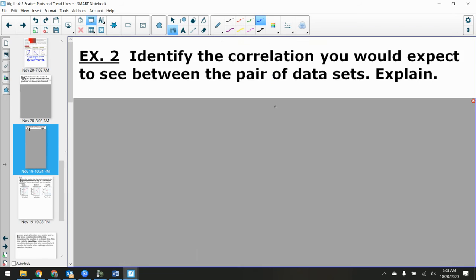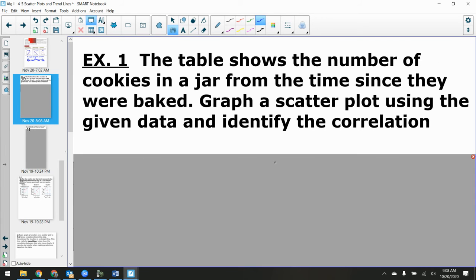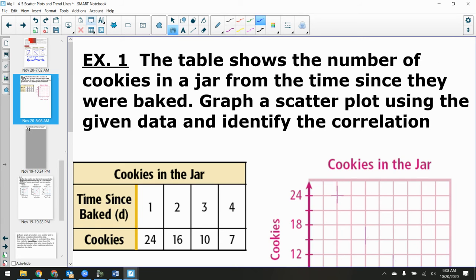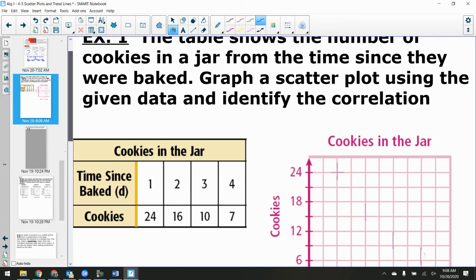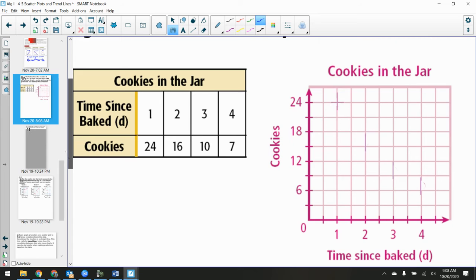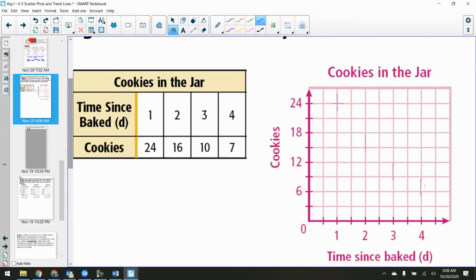All right, so let's take a look here. The table shows the number of cookies in a jar from time since they were baked. Let's graph the scatter plots. Go ahead and plot these points with me on your graph as well. Notice that my axes are labeled. So we have (1, 24), (2, 16), (3, 10), and (4, 7).